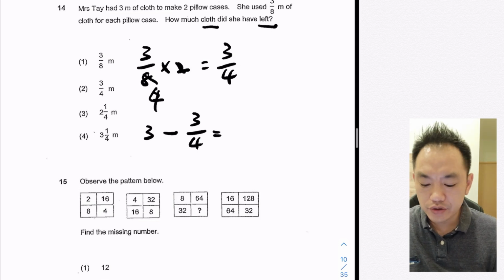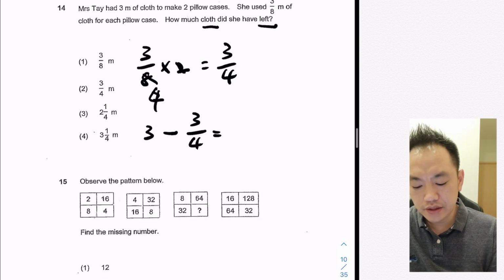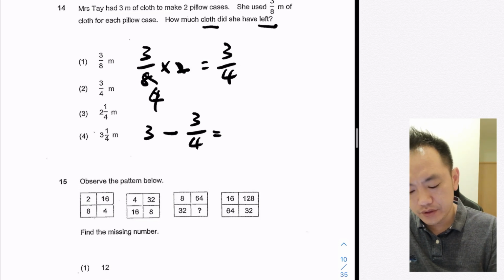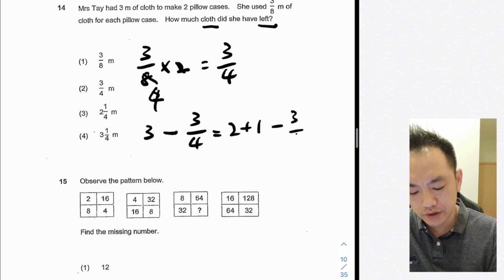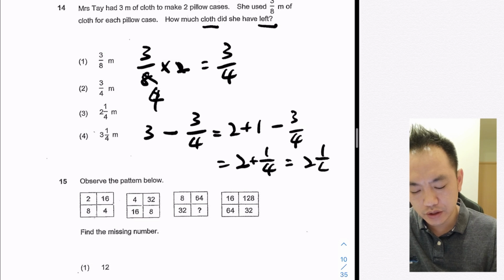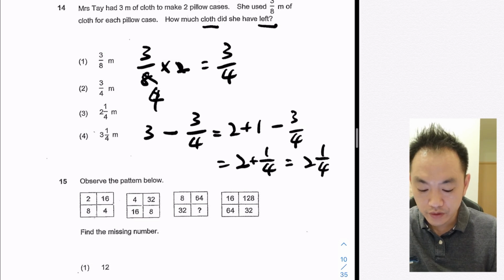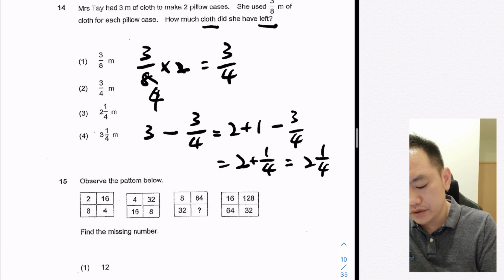So how do you do the subtraction? Basically, this is a subtraction of fractions. So you could take 1 out from the 3 to minus the 3 out of 4. So this is 2 plus 1 minus 3 out of 4. 2 remains the same, and then 1 minus 3 out of 4 is equal to 1 out of 4. And then if you put them together, it becomes 2 and 1/4. So the answer is 3.